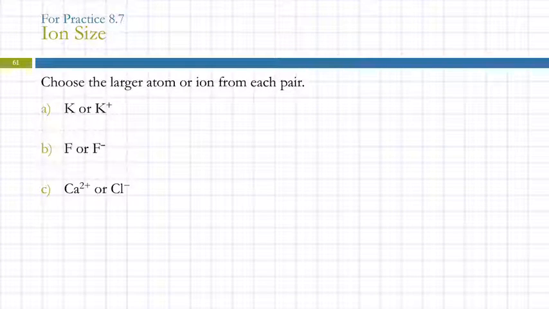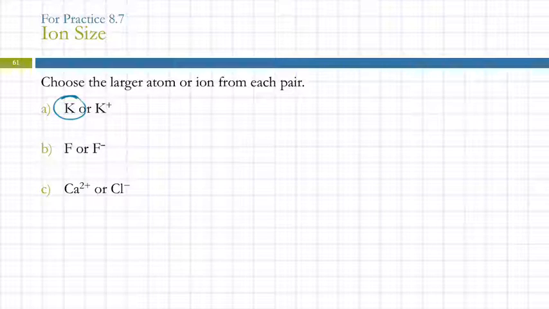Choose the larger atom or ion from each pair. There will be test questions like this. So, potassium atom or potassium ion, which is bigger? The atom, because when you make the ion, you take the valence electron off. You're peeling off that outer level, and so it gets smaller. So the atom is larger.